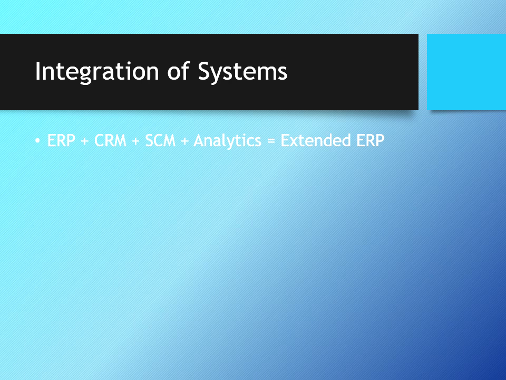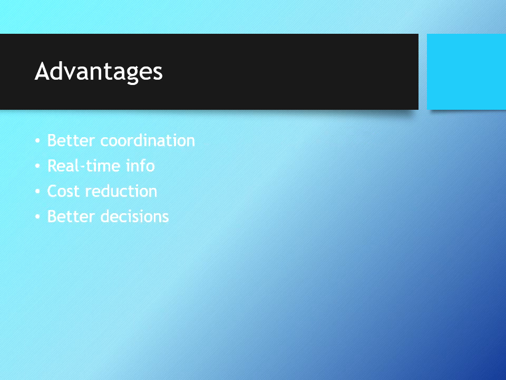ERP is at the center, CRM is on the customer side, SCM is on the supplier side, and analytics is on top analyzing all the data. This integration ensures that a decision in one area automatically reflects across all systems. The advantages of extended ERP include improved coordination across departments and stakeholders, real-time information sharing, better customer service and cost reduction, including efficiency, and strategic decision making.